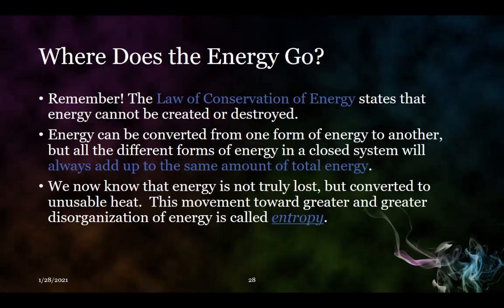Now, remember the law of conservation of energy. Energy cannot be created, cannot be destroyed. However, remember it can be converted from one form to another, as long as it always adds up to the same amount of total energy. We now know that energy is not lost, even though it seems to be, but instead is converted into unusable heat. And this movement towards a greater and greater disorganization in the overall total amount of energy is what we call entropy. And we'll talk a little bit more about this next term as we get into this concept of entropy and we start looking at things like Brownian motion. Okay.